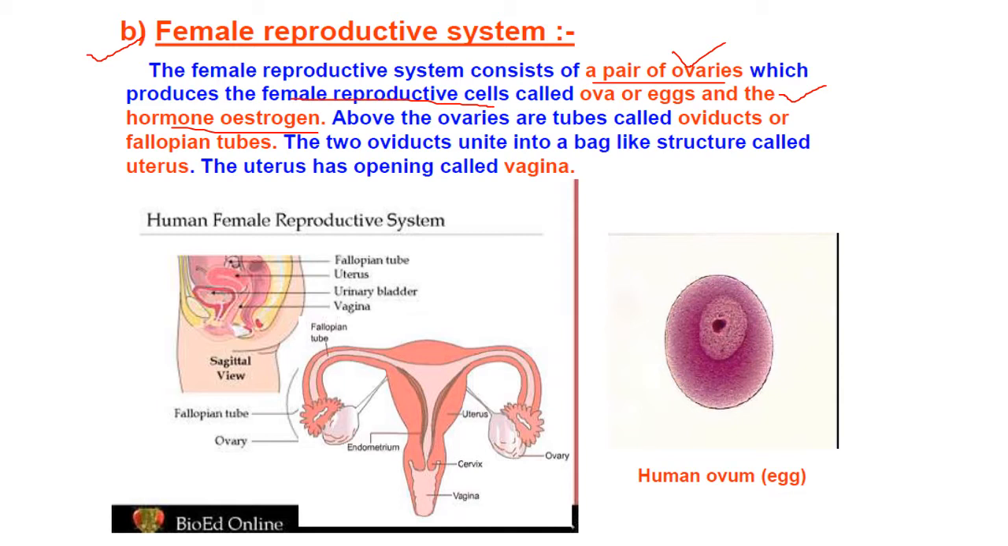Above the ovaries are the tubes called the oviducts or the fallopian tubes. Can you see this? These are the ovaries and this is the fallopian tube. The two oviducts unite into a bag-like structure called the uterus. So these two structures join in the uterus, and the uterus has an opening called the vagina. And this is the structure of the human ovum.